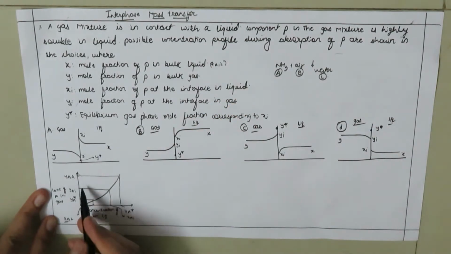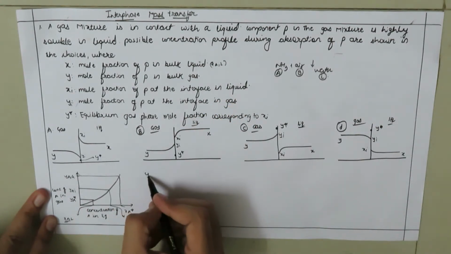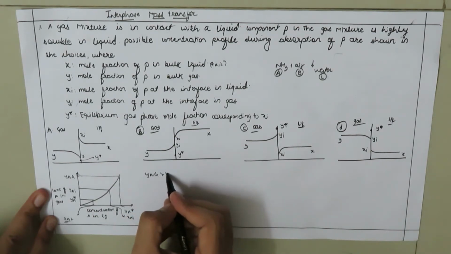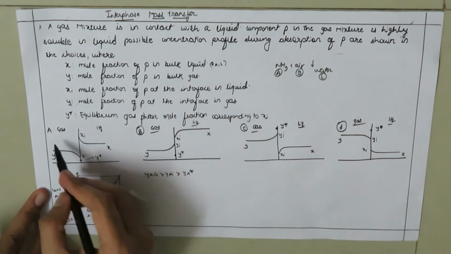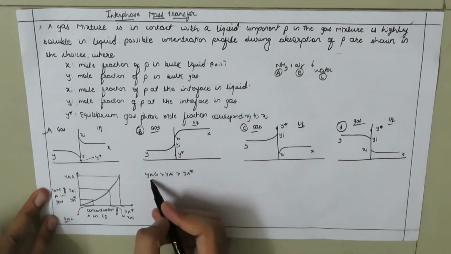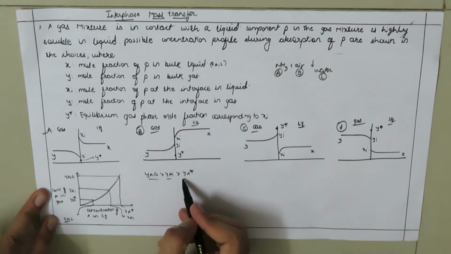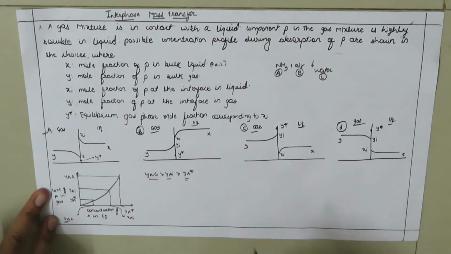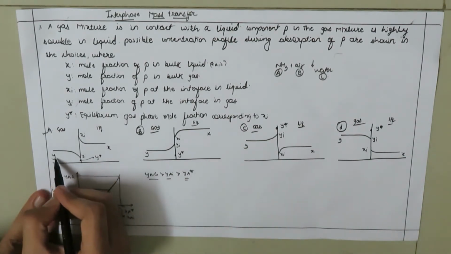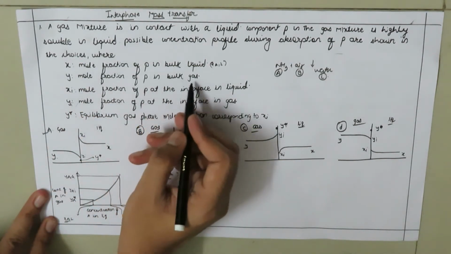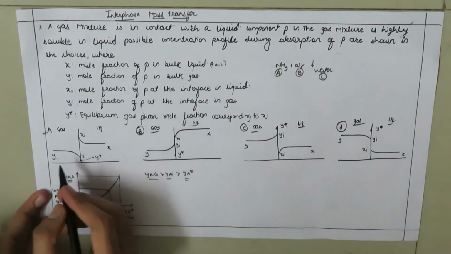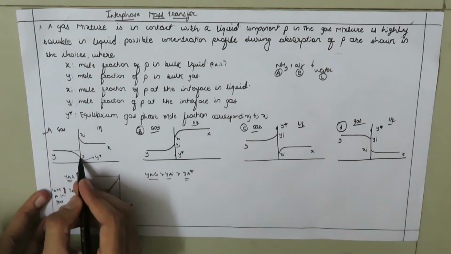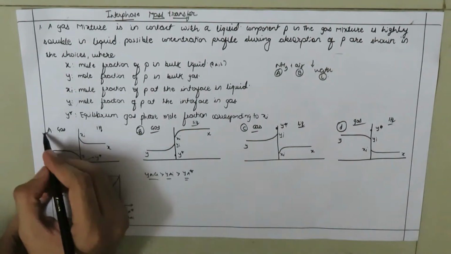If you closely look at this graph, then we come to the conclusion that YAG should be greater than YAI, which should be greater than YA star. So from these options, we need to see where YAG is greater than YAI, and this YAI should be greater than YA star. So let's look at our option A. This is our YAG, means Y, the mole fraction of the P in the bulk gas. Here I have mentioned it as YAG, and Y are one and the same. So YAG is greater than YAI, okay. And YAI should be greater than YA star. So here we have our answer.